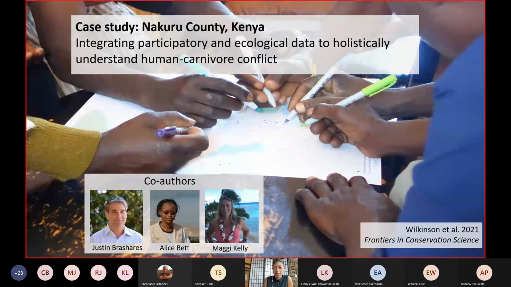So onward to our case study. As I said, I'm a wildlife ecologist by training, and my research was helping me to understand the dynamics of carnivore ecology and movement in Nakuru County, Kenya. But we also wanted to understand whether the ways we were characterizing these ecological patterns on the landscape were different from how community members perceive those patterns around conservation.